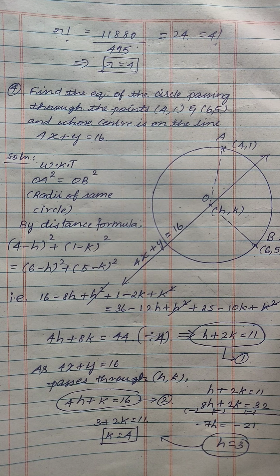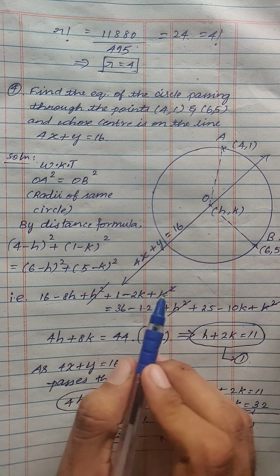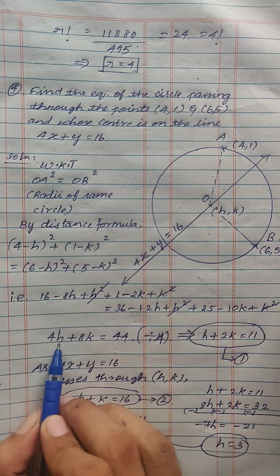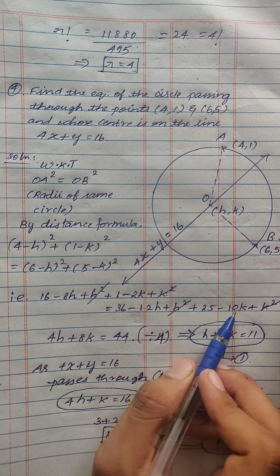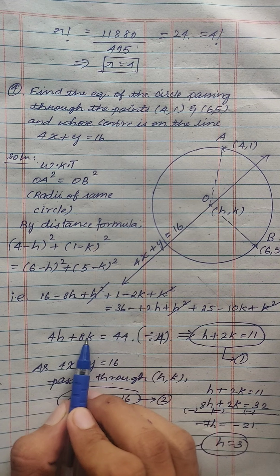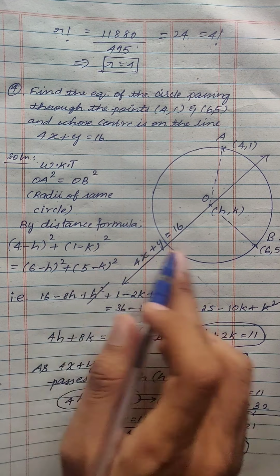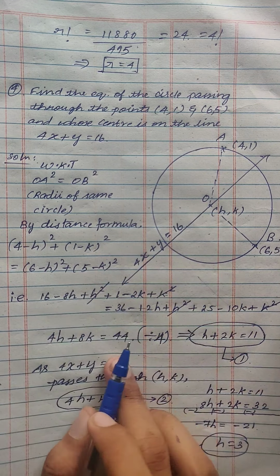Now you are just expanding 4 minus h the whole square, which will be a minus b the whole square. Similarly, you are expanding this also. You are expanding this and you are expanding this. h square, k square get cancelled. So minus 12h comes to left side and becomes 4h. Minus 10k comes to left side and becomes 8k. And the remaining constant terms go to the right side, becomes 44. Dividing the equation throughout by 44, you are getting h plus 2k is equal to 11.